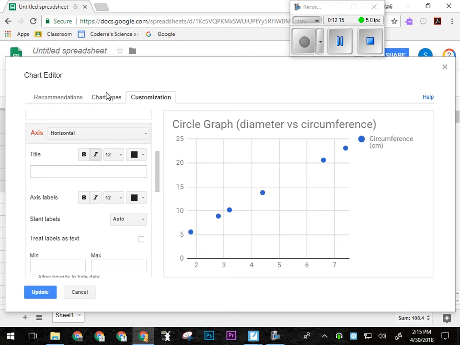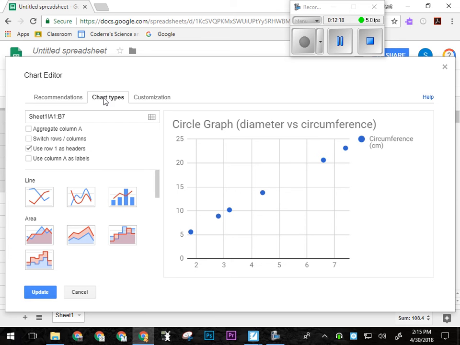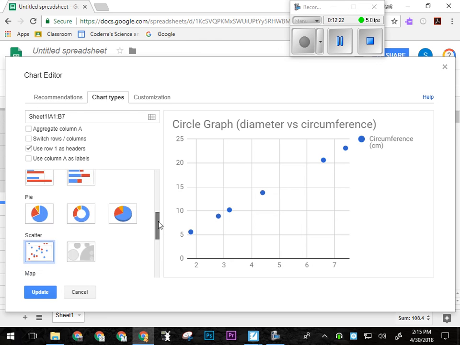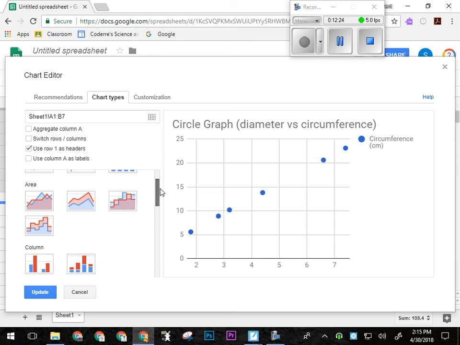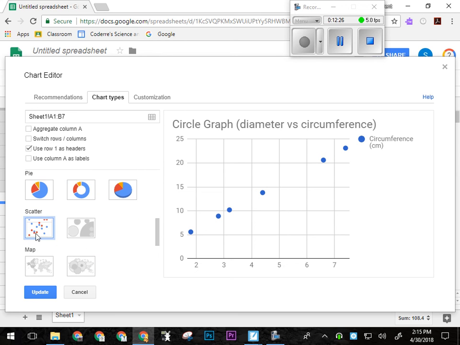Chart types? Okay. So what I did is I scrolled down here and I picked scatter plot. I'm on chart types and I'm grabbing the scroll bar, going down here to scatter. I want a scatter plot, so I click on that, and it gives me this type of graph. Did you click use old chart editor? You're in this one. Yeah, it's at the bottom right corner. It says use old chart editor.